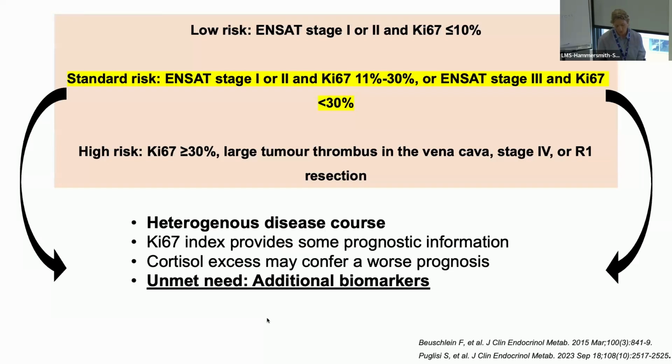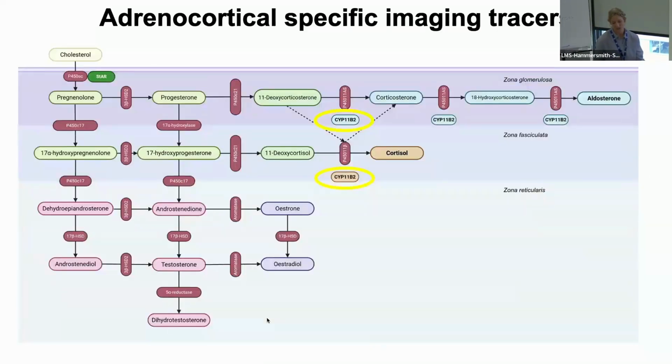But we have heard already a little bit this morning about the degree of heterogeneity for some patients with adrenocortical carcinoma in terms of predicting outcomes. And I think probably the cohort where we see the biggest amount of heterogeneity is in this standard risk cohort. And I think in this cohort of patients, there is a definite unmet need for better or additional prognostic markers. So this brings me nicely onto the role of adrenocortical specific imaging tracers.